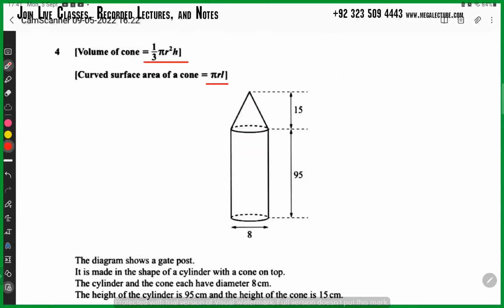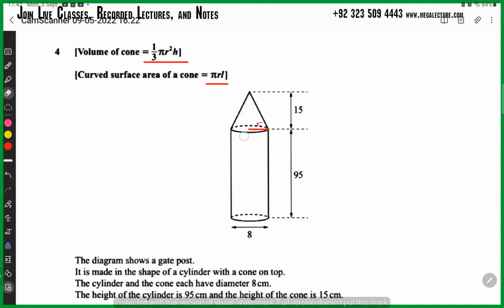The cylinder and the cone each have diameter 8 centimeters. What is diameter? Ma'am, it's when you draw a line in between. Very good, I get your idea. This is the radius. If this is your circle and here is the center, a line starting from the center to the circumference gives you the radius. But if we are joining two points of the circumference such that the line passes through the center, this is going to be your diameter.